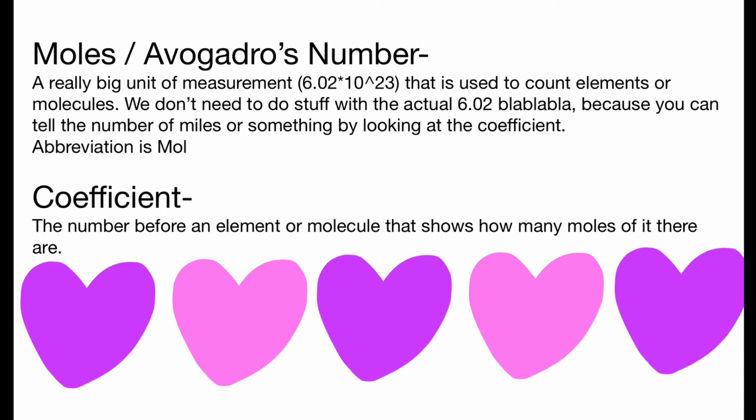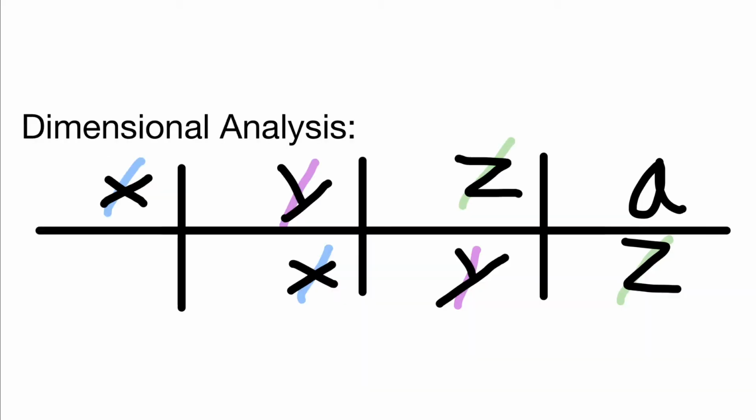But we don't really need to know all that because the number in front of the element or molecule, which we also call the coefficient, is just going to be how many moles there are. The reason that this works is because of dimensional analysis, which is a big science word that sounds bad, but really it's just converting one thing into another thing. It sounds kind of complicated, but it really isn't. And this might sound like it's not that useful, but you can use this in real life equations, like if you want to find a molecule or something.